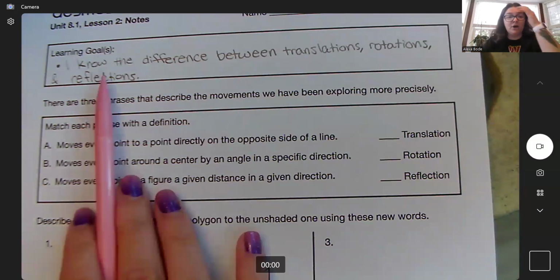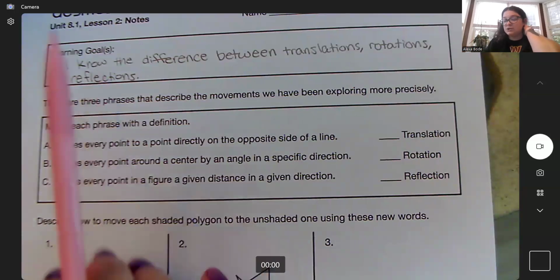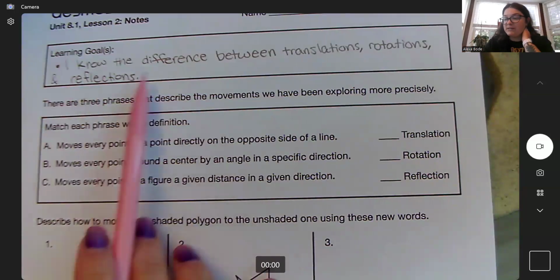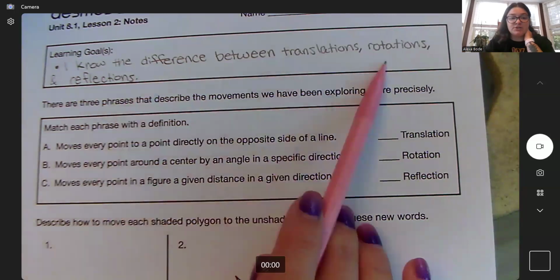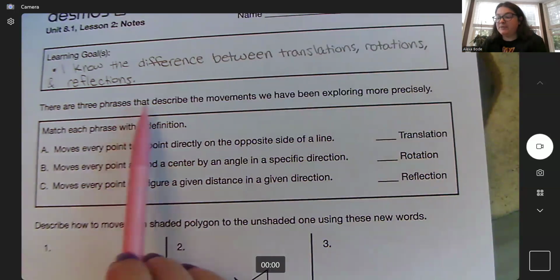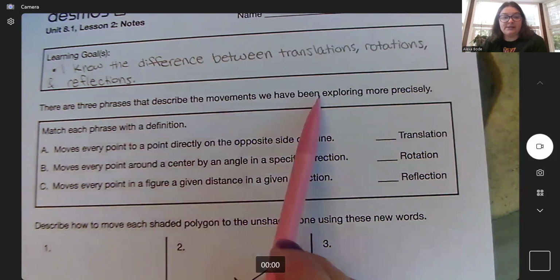So, our learning goal for Tuesday is to know the difference between translations, rotations, and reflections. Yesterday, we talked about movements, we described movements, and we did it very informally. Today, we're going to continue to describe those movements of the shapes, but we're going to use the formal mathematical vocabulary. So, there are three phrases that describe the movements we have been exploring more precisely.